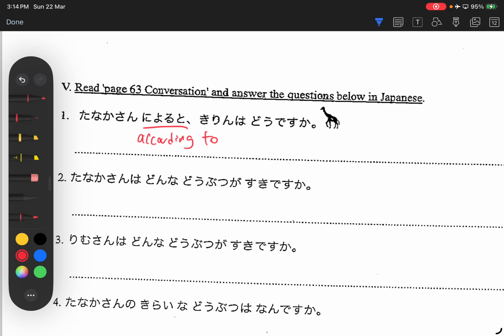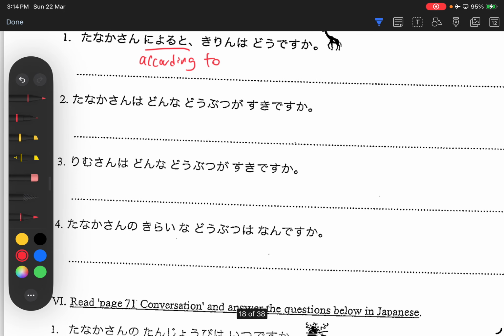So the one that's talking about in general is the one in the passage. Kirin wa kubi ga nagai desu. So he's not specifying the giraffe that is in front of him. He's just saying, oh, in general, giraffe neck is long. Okay? Next. Number 2. Tanaka-san wa donna doubutsu ga suki desu ka?